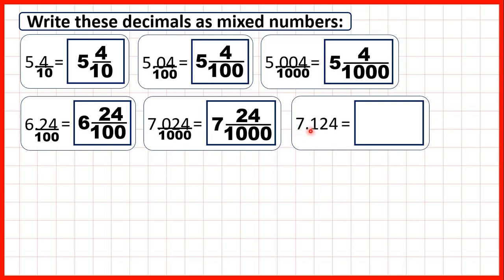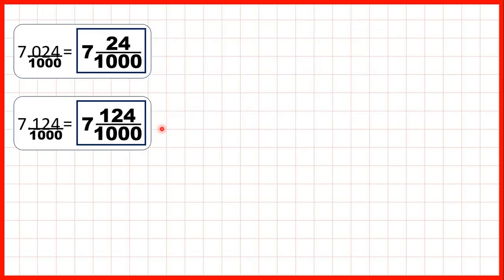Finally, we have 7.124. Again, there's three digits after the decimal point. We know the third digit is the thousandths digit, so we can draw a line across from our decimal point and write a denominator of 1,000. So that's 7 124 thousandths.